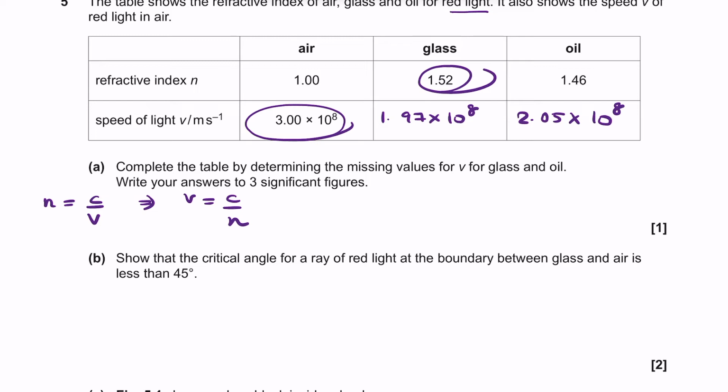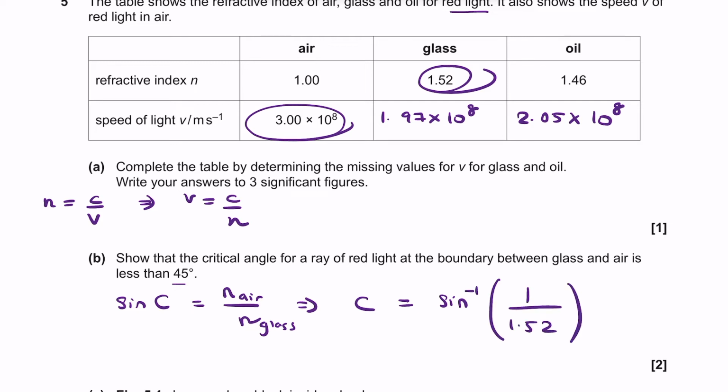Part B. Show that the critical angle for a ray of red light at the boundary between glass and air is less than 45 degrees. Another formula which is given to us: sine C, the critical angle, is equal to, just be careful, I'm denoting this by capital C, this is not the speed of light, 1 over the refractive index of the glass. So 1 is just the refractive index of air. I'm going to write it down quite clearly: n of air versus n of glass. And then I could simply do sine inverse of 1 over 1.52. That gives me a value of 41 degrees, which is less than 45 degrees. So there we have it.